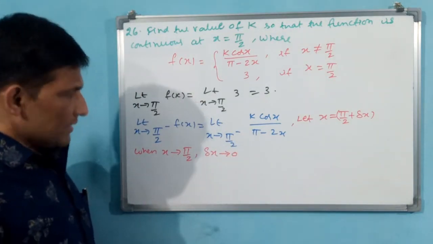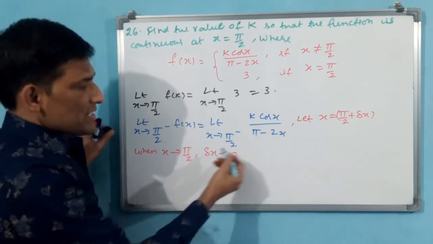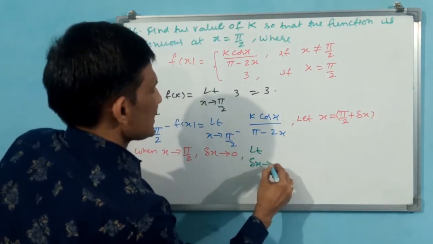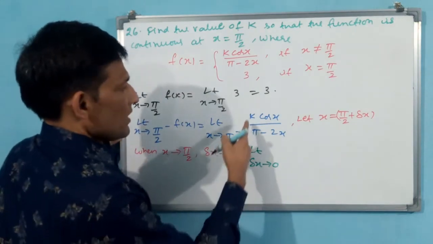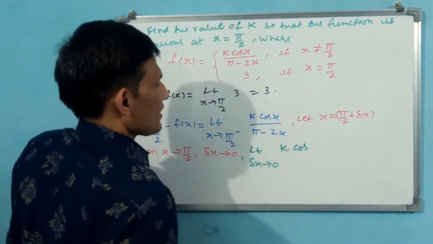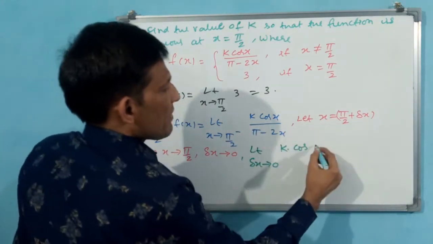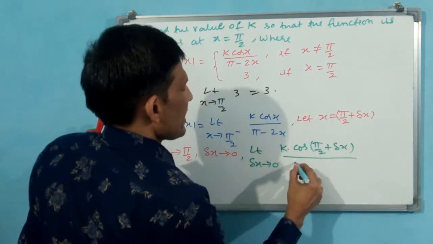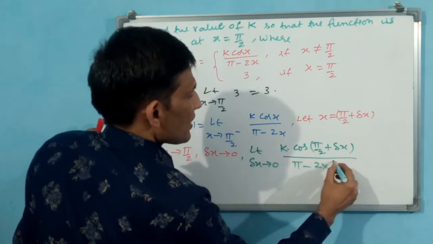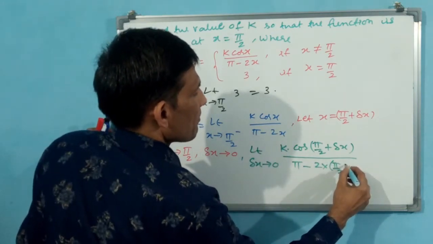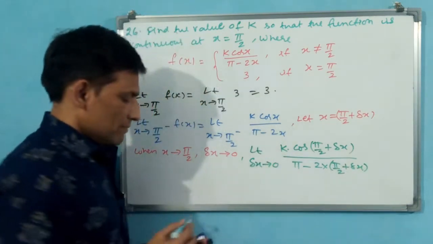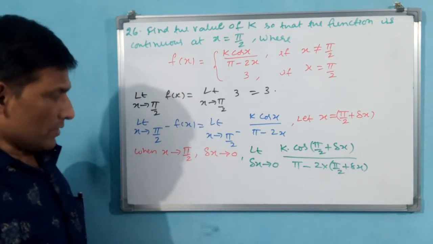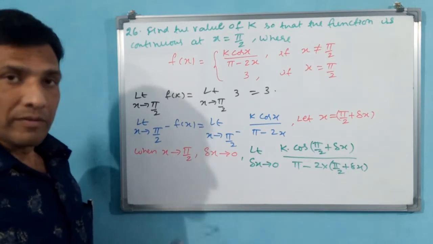Okay. Now you substitute. Now limit x tends to pi by 2 will not come. Why? Because delta x tends to 0 will come. Okay, write down. Limit delta x tends to 0. Now you see, k into cos of x value, you are writing pi by 2 plus delta x, divided by pi minus 2 into x value, again you are writing pi by 2 plus delta x. Is it okay? Definitely okay.